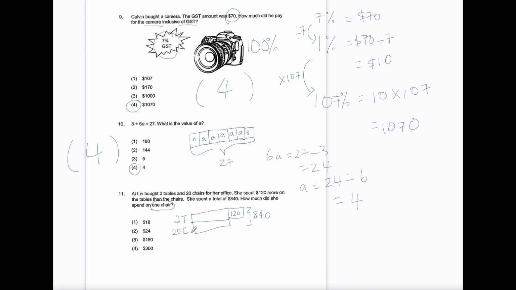How much did she spend on one chair? Let's find out how much she spent for 20 chairs first, okay? From this model, we can take 840 to minus away this thing protruding out. I'm gonna get 720. So 720 is shared between these two bars. So 720 I need to divide by 2, okay? I'm gonna get 240.